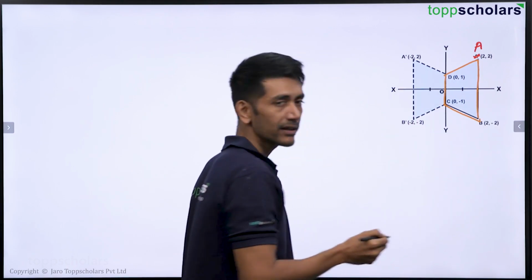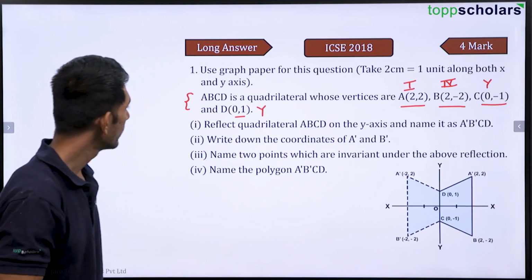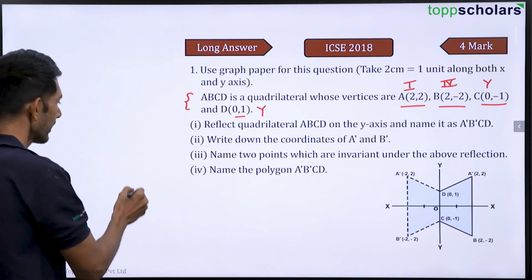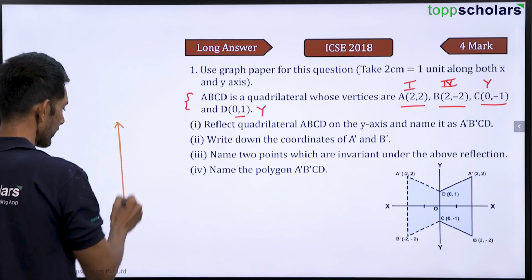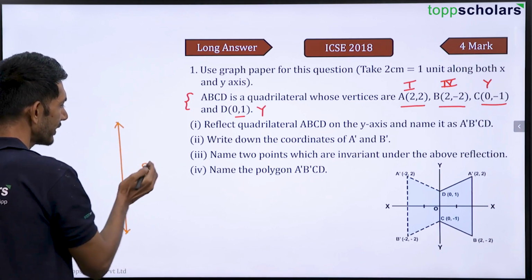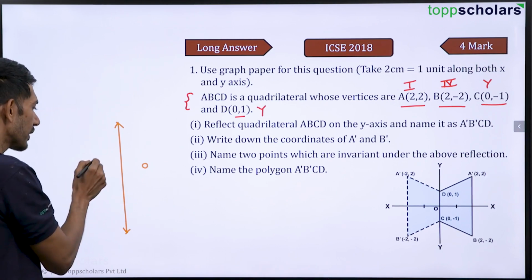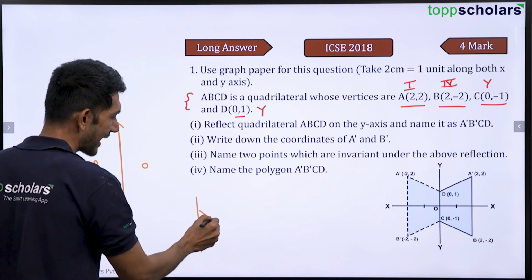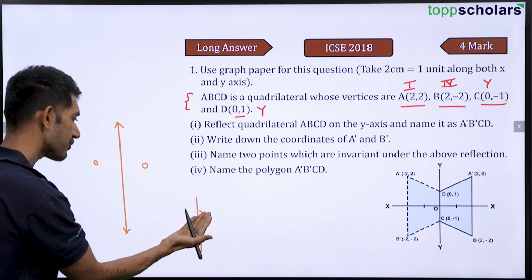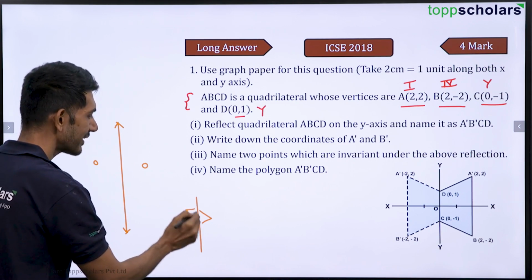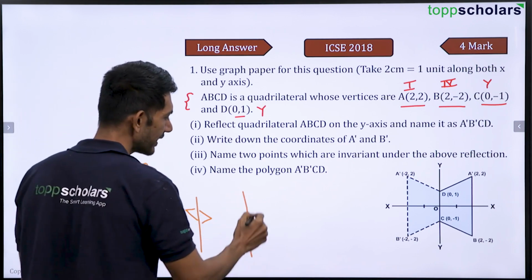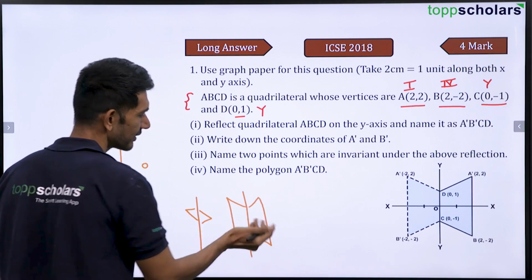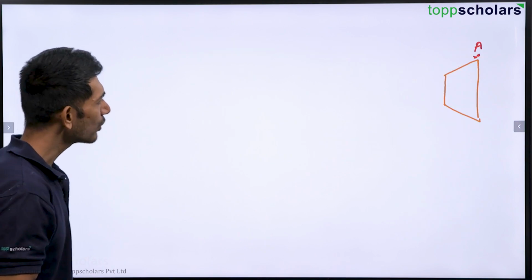Now what are they trying to say? The first question says reflect quadrilateral ABCD on the y-axis. That means what? See, this is the y-axis. If my point is over here, the reflection under y-axis will look here. It will go on this side, correct? If I have a triangle like this, the reflection will come on this side. Similarly, if I have a quadrilateral something like this, can I say the quadrilateral will look like this now? So same thing.